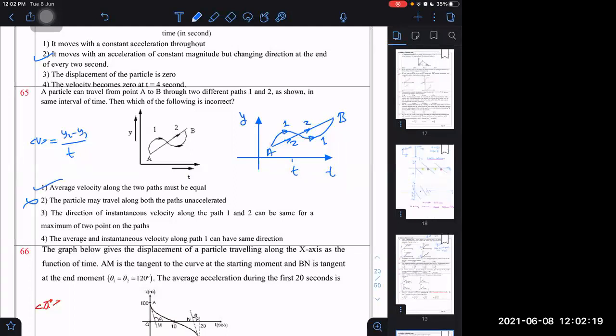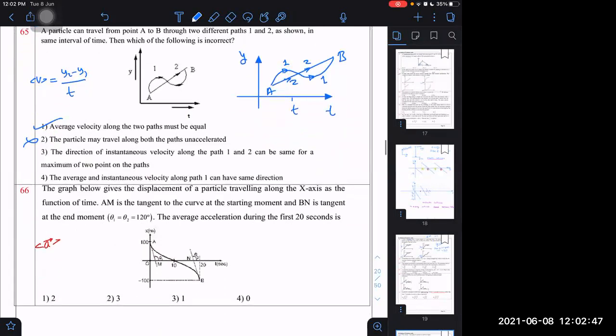Next, the direction of instantaneous velocity along path 1 and 2 can be the same for a maximum of 2 points on the path. How to tell the direction of instantaneous velocity? It is wrong, I think. All right, check once. What is the direction of velocity? Can you tell the direction of velocity here? Tangent of the curve. No.